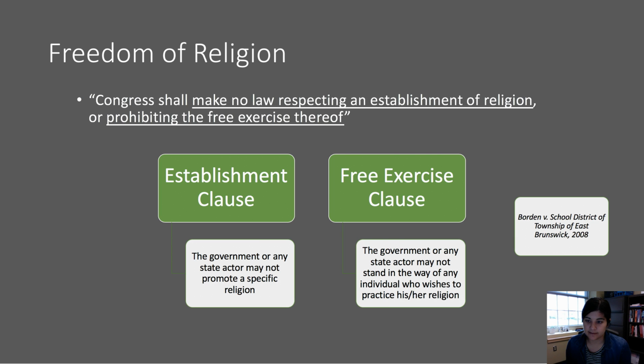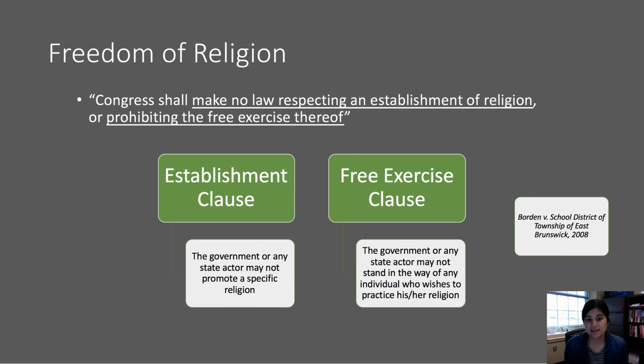This case, Borden versus the School District of Township of East Brunswick, wow, that's a mouthful, was pretty precedent setting in terms of whether or not coaches or teachers could actually lead prayer within a sports team for a public school district. And if you've played sports before and you've gone to a public school, you've probably been involved in a situation where the coaches or the athletic director or the principal even comes into the locker room before a game and prays with the athletes.